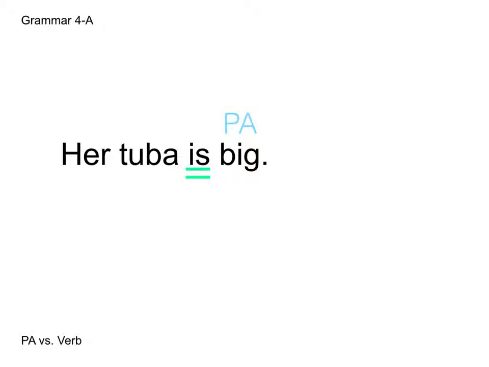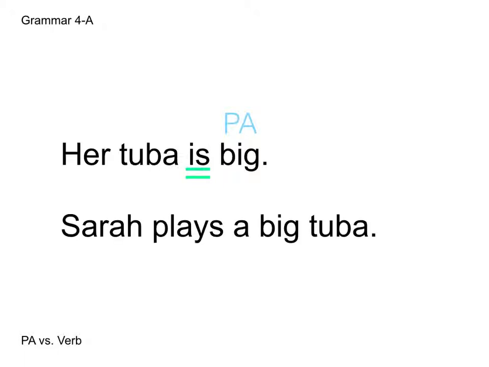Her tuba is big. Whereas here in this next sentence, we have Sarah plays a big tuba. Is there a linking verb or an action verb? Is Sarah completing an action in this sentence? Yes, she is playing. What is she playing? She's playing a tuba. Tuba in this instance is a direct object. Since we have an action verb, we have no predicate adjective. So like I said, this is a pretty straightforward example. Let's move on to another example.